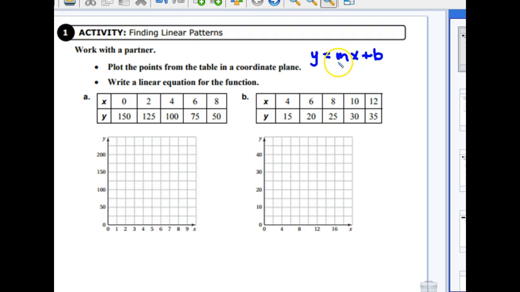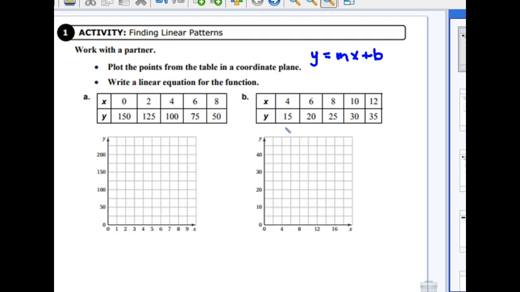Mx plus b. So when we have ordered pairs, we can write them up and then we can graph them. That shows us if that line is going to be linear or not. And if it's linear, what do I mean by linear? What is a linear equation? What do I mean by linear?